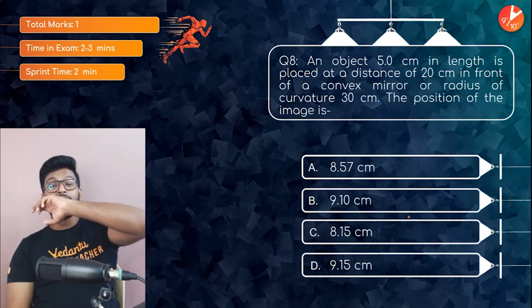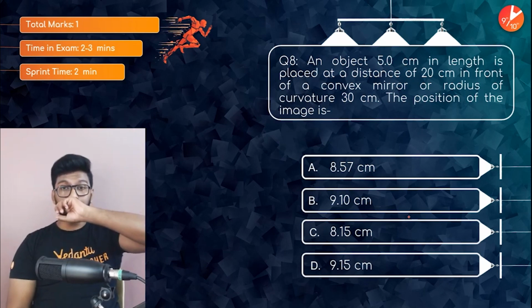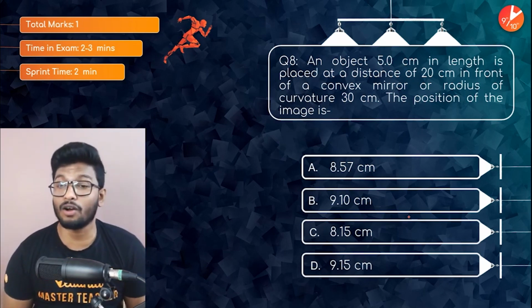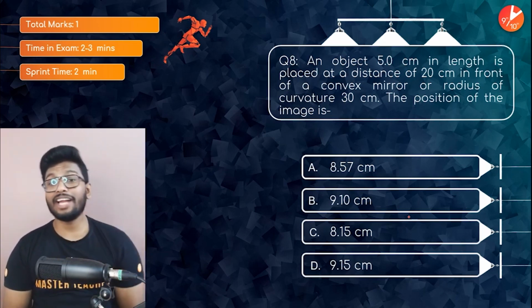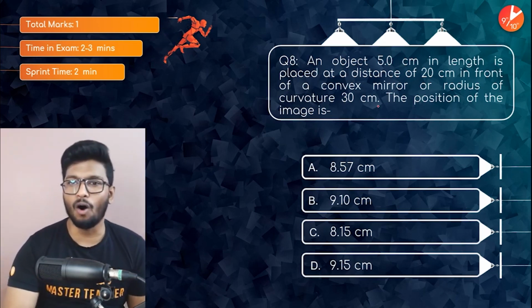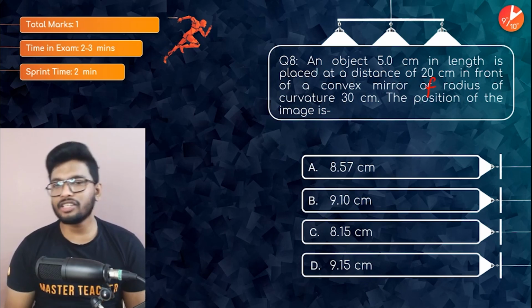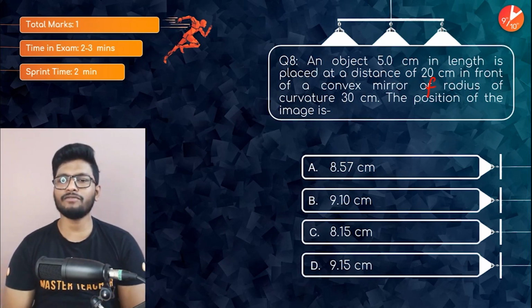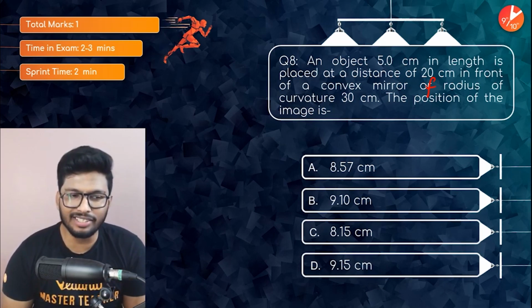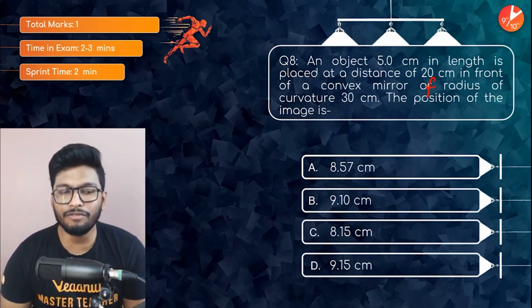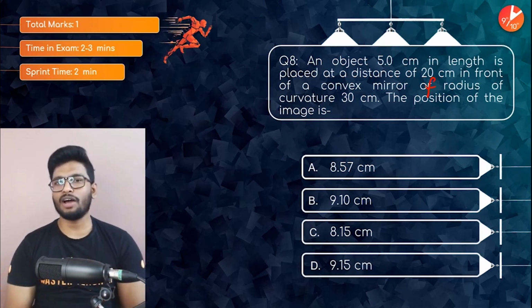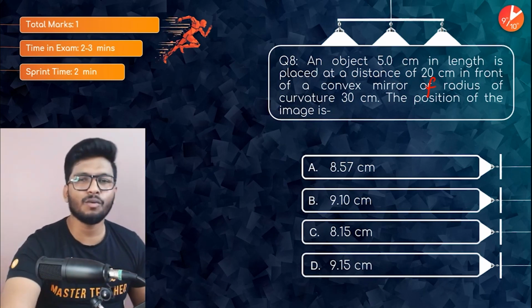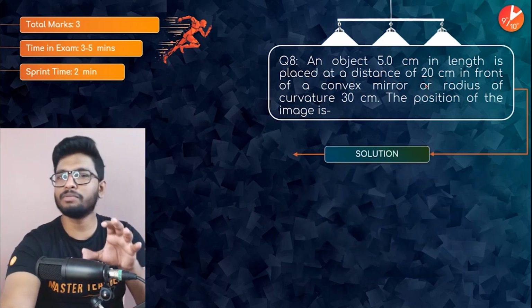Here's the question. An object 5 centimeter in length is placed at a distance of 20 centimeter in front of a convex mirror of radius of curvature 30 centimeter. What would be the position of the image? Options are 8.57 centimeters, 9.10 centimeters, 8.15 centimeters, or 9.15 centimeters. They have given you all the data that you required. Figure out what would be the position of the image.